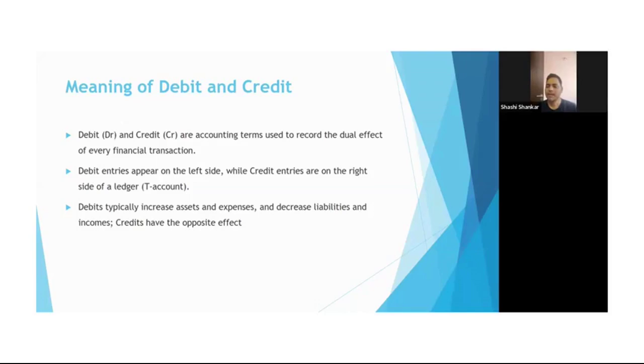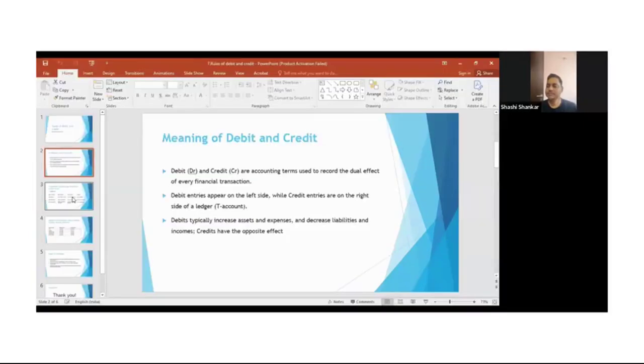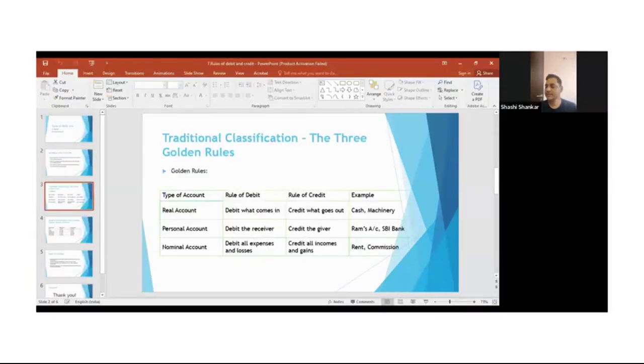Debits typically increase assets and expenses and decrease liabilities and incomes. Credits have the opposite effects. That means once assets are decreasing, it should be in the credit, and once liabilities and incomes are increasing, it is on the credit side. All right, moving to the next, that is the traditional classification.